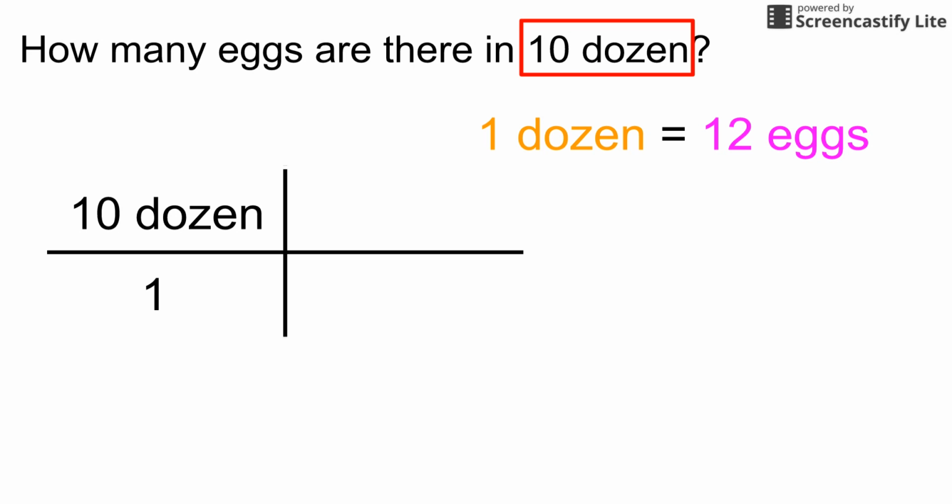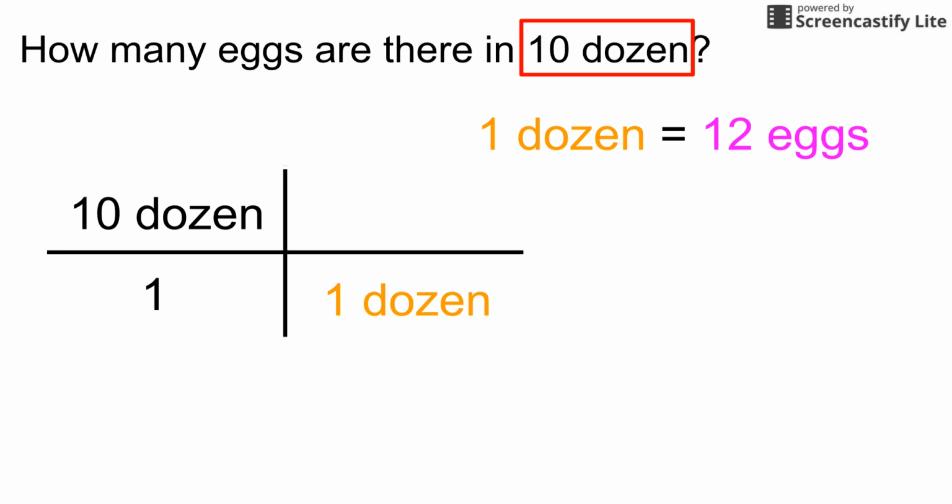Now you get to decide. You can either put the orange 1 dozen down below on the bottom right, or you can put the pink 12 eggs on the bottom right. And to answer your question, you need to put the same unit as your given because your given's on top. You want to put the same unit on the bottom because you want them to cancel eventually. So you're going to put the orange 1 dozen on the bottom. That way they will cancel because dozen divided by dozen is 1. So it's effectively multiplying by 1 and you end up the same number. So they cancel.